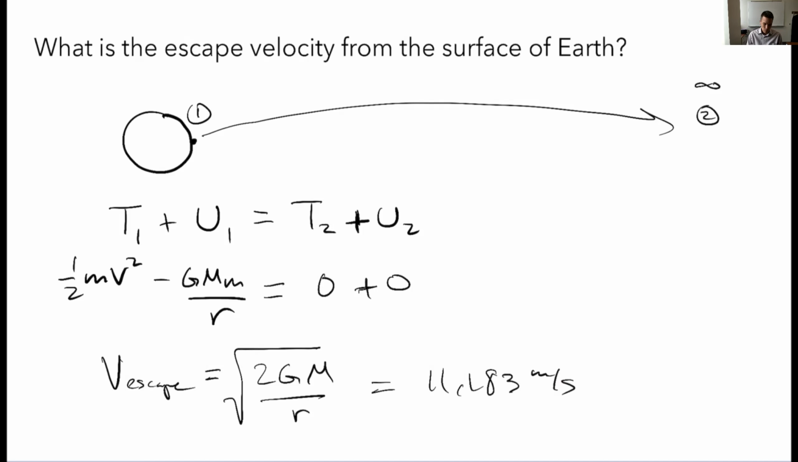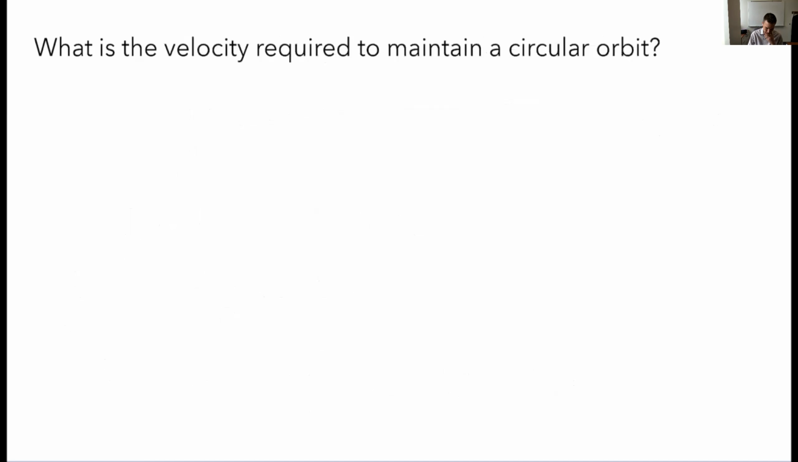Okay, so let's do another problem. Let's say I am now up, I want to get into a circular orbit. So here's my body, let's say Earth, and I'm a satellite or a rocket or something, and I want to go around in a circle. However I got there, I want to know how much velocity I need to maintain that circular orbit.